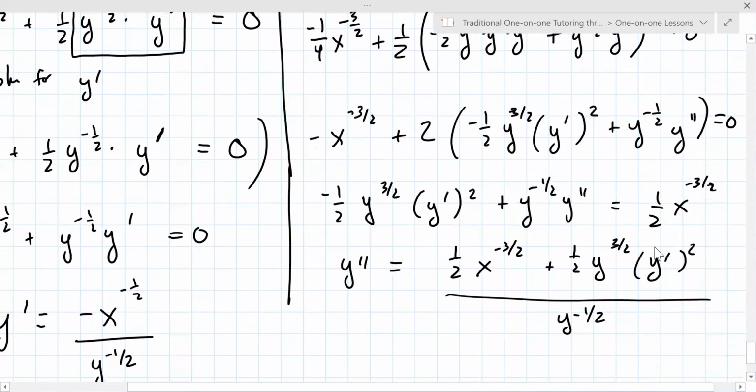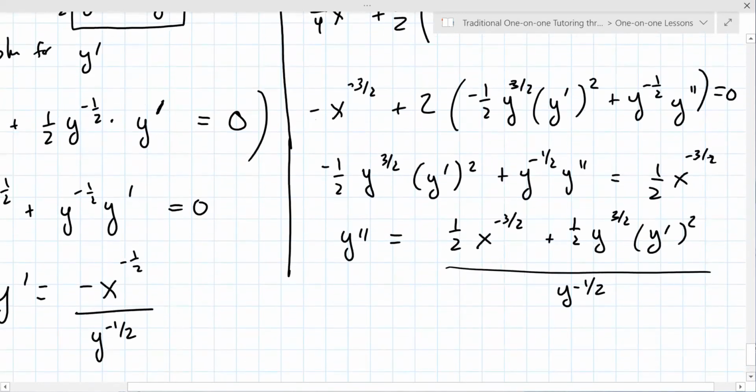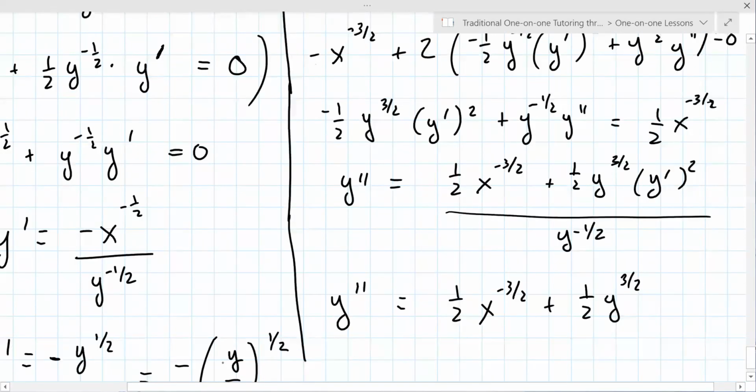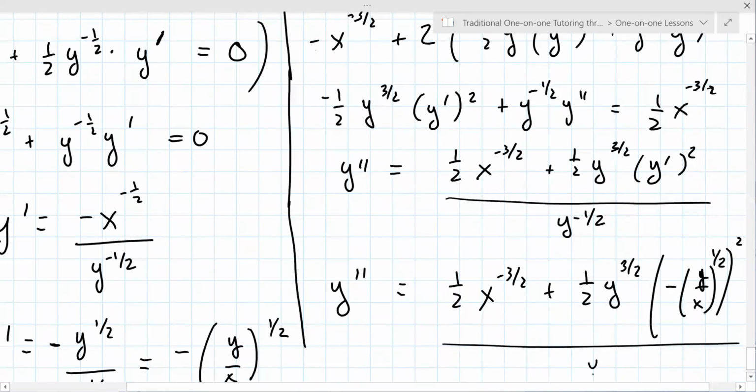And that's why you needed this over here, because this tells you what to put in for y prime. So you know there's a lot to rewrite, and you generally don't need to simplify these things, but this one does kind of work out nice when you do. X to the -3/2 plus 1/2 y to the 3/2, and then y prime, as you can see here, your y prime is minus y over x to the 1/2 squared. You see how that squared cancels with that, and that cancels with that, so it kind of works out nice. Over y to the -1/2, and then you're done.